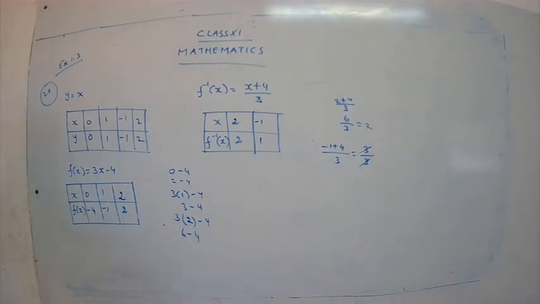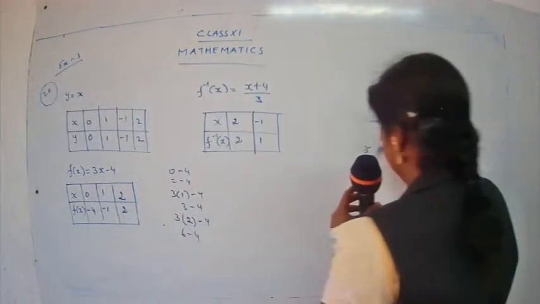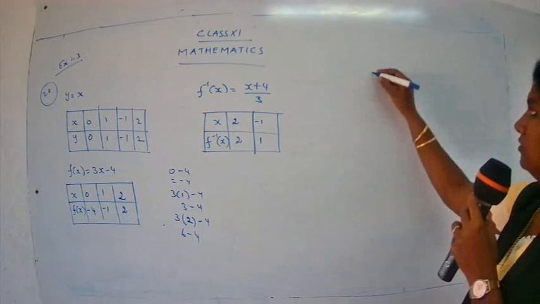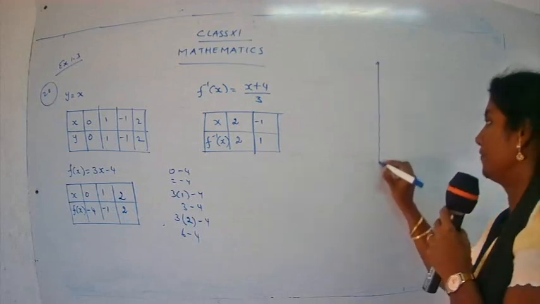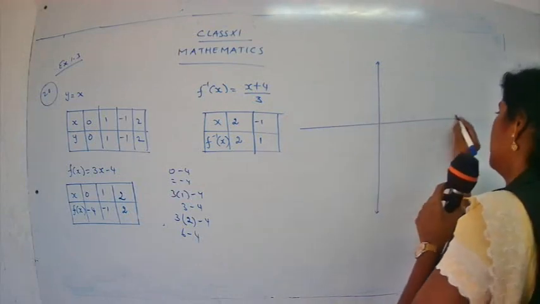I hope you have completed all your tables. Okay. Now let's start plotting the graph. So you draw an x-axis and a y-axis. Don't draw any lines using your hands. You have to use your scale and your pencil. I don't want a shabby line. I want a neat line. So draw x-axis and y-axis.